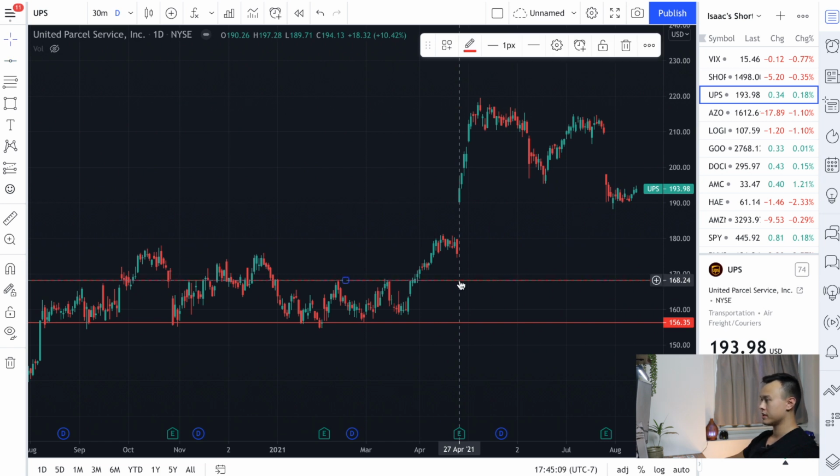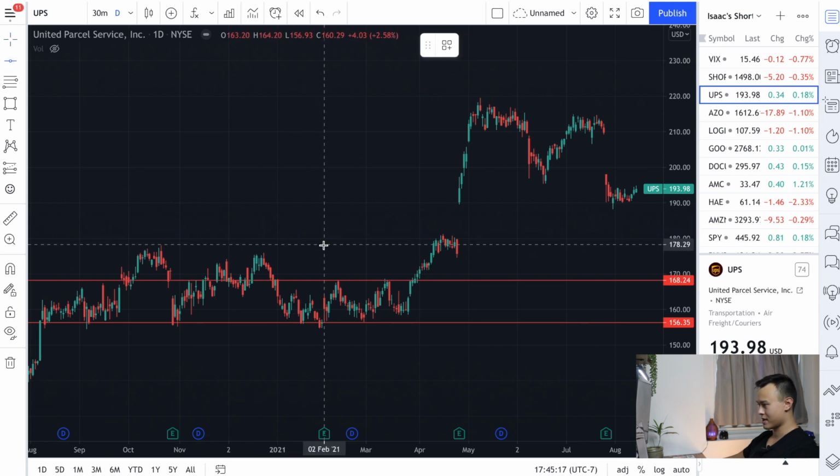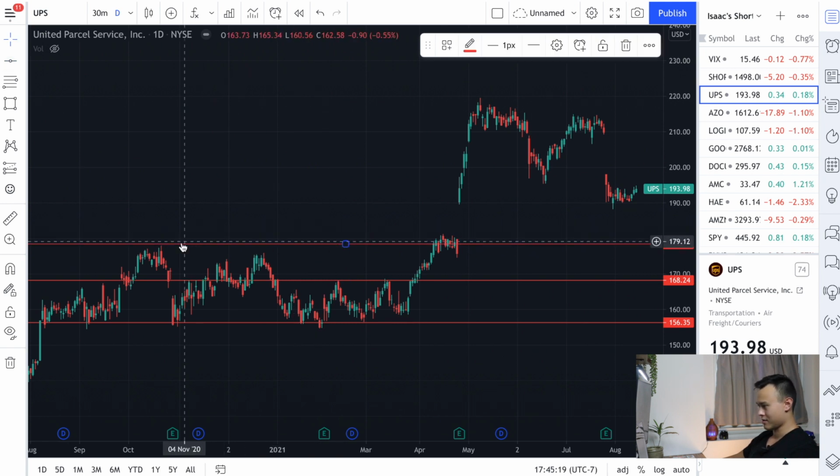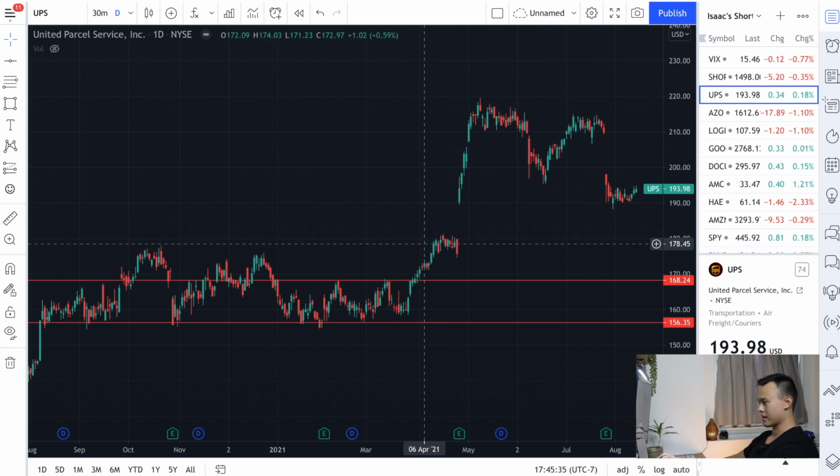So you want these levels to be obvious. If you have to squint and see whether or not it's a level, then it's not a level. For example, if you were to draw right here, you see, this candle wick comes up and touches this line. Let me just draw this level right here. Well, it's not a great level because look, the price action goes above, below, above, below, above, below. So this is not a great line right here. I'll get that out of here.